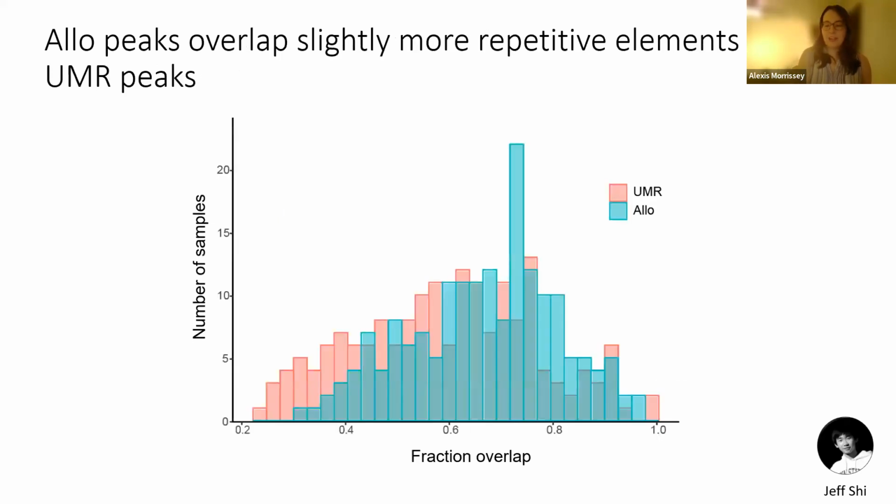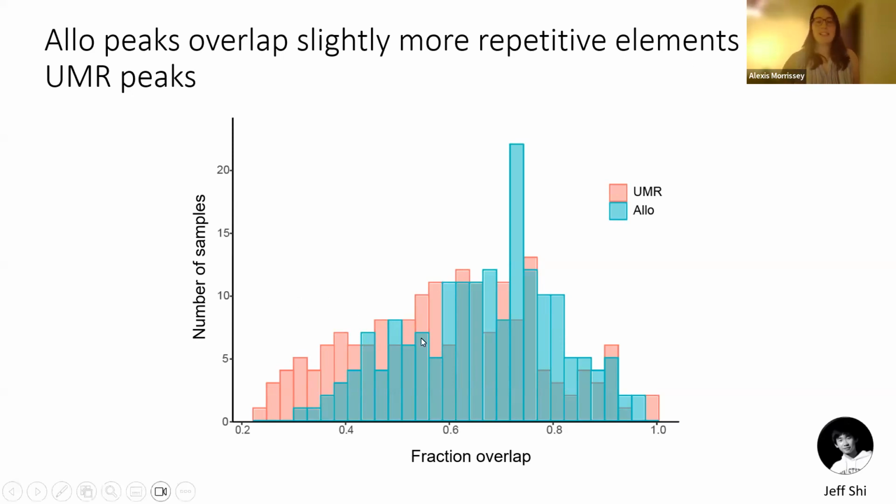Another thing we wanted to look at is we expected the Allo peaks to have significantly more overlap with repetitive elements than the uniquely mapped peaks, so the peaks found even if you hadn't used Allo. There is a slight shift towards this. The pink or reddish color here is uniquely mapped, and the bluish color here is Allo. Like I said, there's sort of a shift here. So there is slightly more repetitive element overlap, but not as much as we expected.